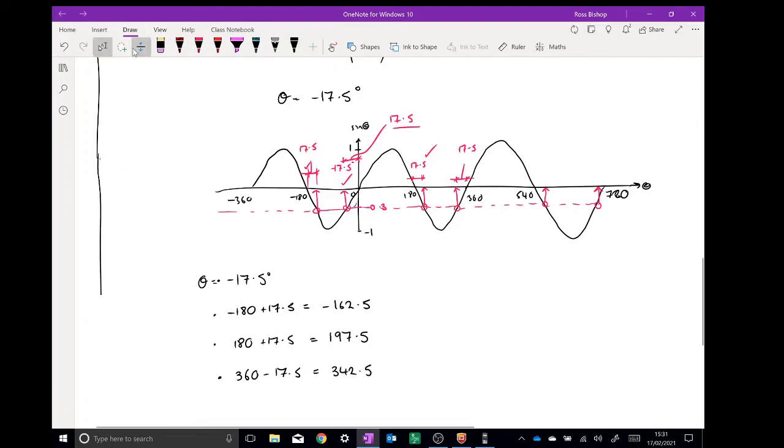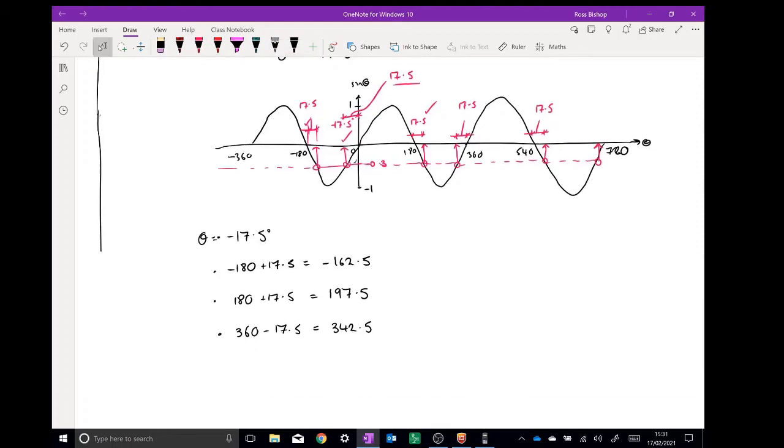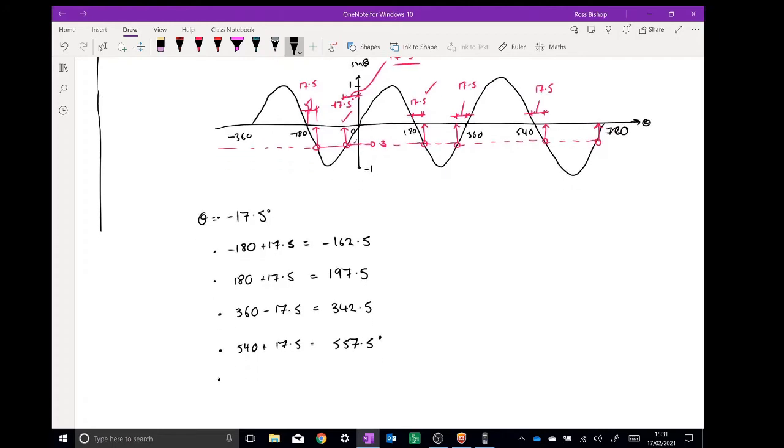Okay, and then I've got 2 more. I've got another one over here. Now, usually in an exam, you wouldn't have this many. This is just an extreme example, just to get you thinking about all the possible solutions. So this one's 540 plus 17.5, which is 557.5. And the last one over there is going to be 720 minus 17.5, which is 702.5. And they are all my solutions. I've got 1, 2, 3, 4, 5, 6 answers there.